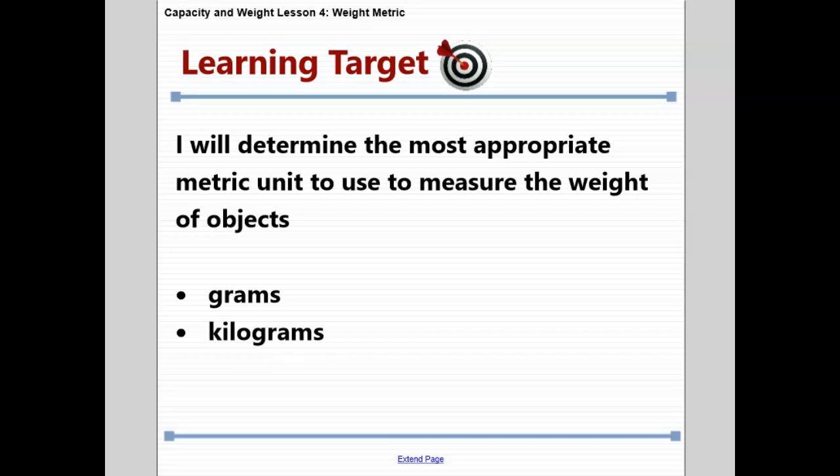Hi, third grade friends. Today I will teach you our fourth capacity and weight lesson. However, today our focus will be only on measuring weight using the metric system. By the end of this lesson, you will be able to determine the most appropriate metric unit to use to measure the weight of different objects. And the two units that we will focus on today are grams and kilograms.